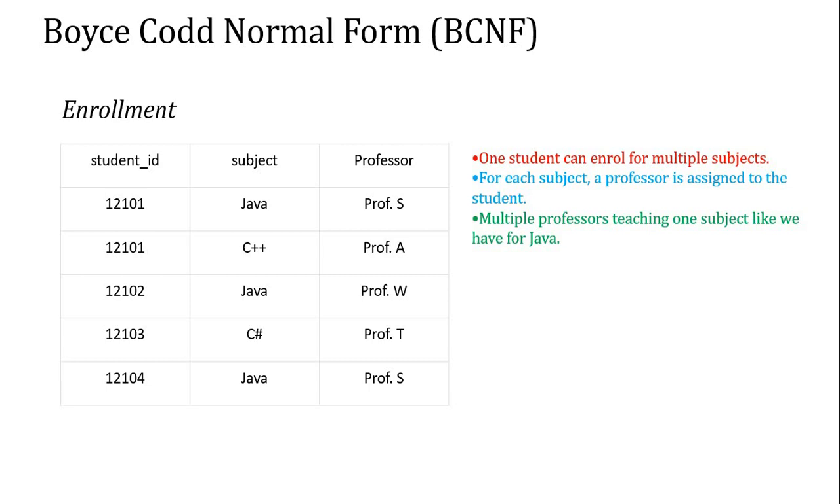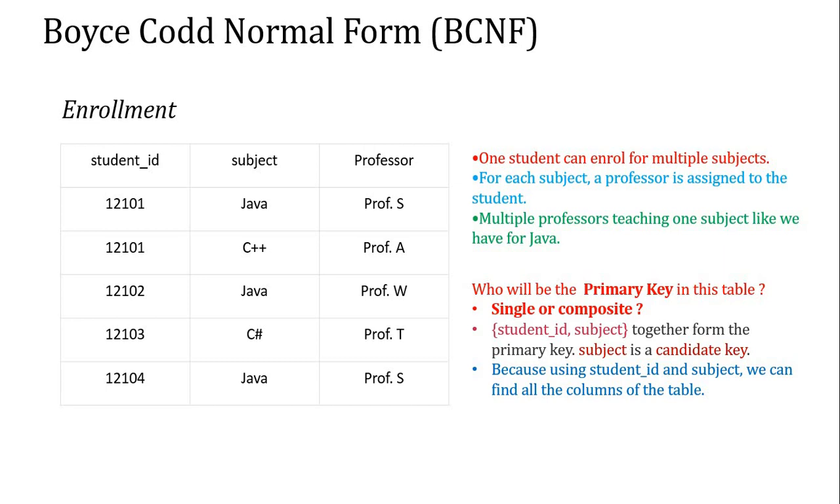For each subject, a professor is assigned to the student. So each student has a teacher, and multiple professors can teach one subject, like we have for Java. Here is an example: Professor S and Professor W both conduct the Java course. So a single course can be conducted by multiple faculty members also.